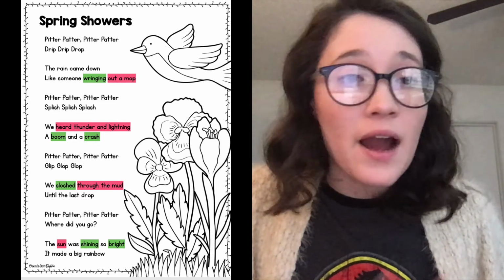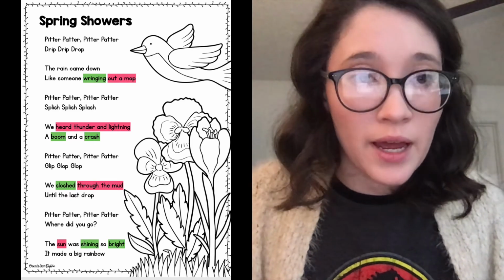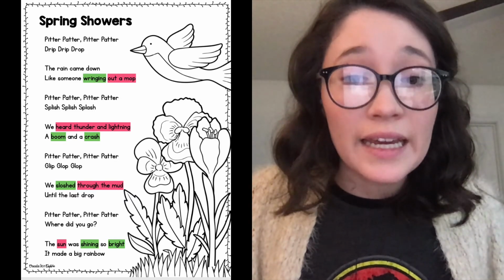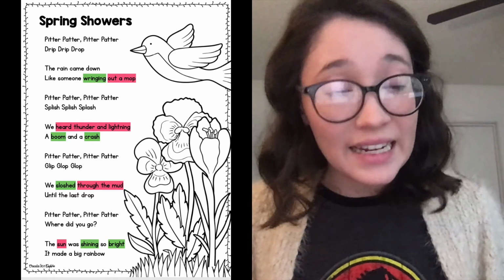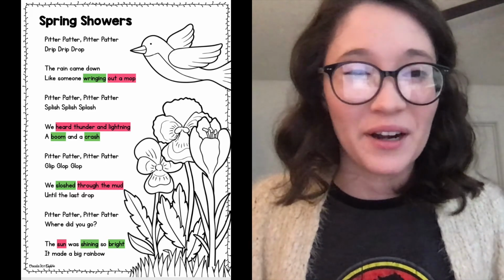And then it talks about how they're going through the mud. It says we sloshed through the mud. And lastly, it talks about the sun. The sun was shining so bright. So those are the describing words that I see and hear in our poem Spring Showers. You let me know if you see or hear more.